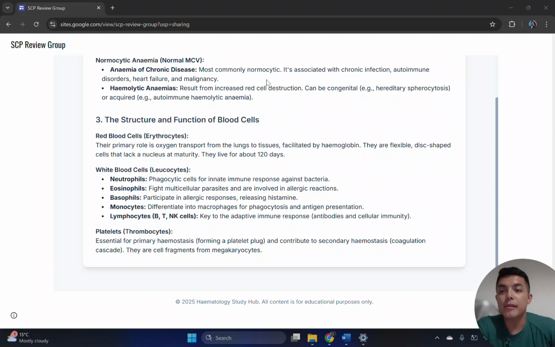Next are our hemolytic anemias. These result from increased red cell destruction, and they can be congenital or hereditary, such as spherocytosis, or acquired, such as autoimmune hemolytic anemia.